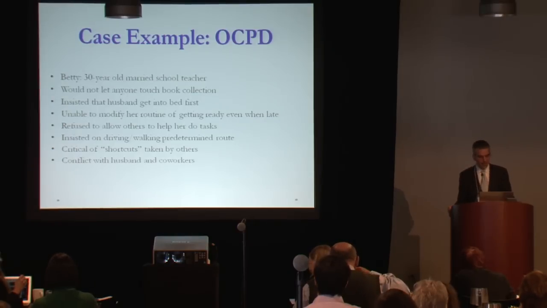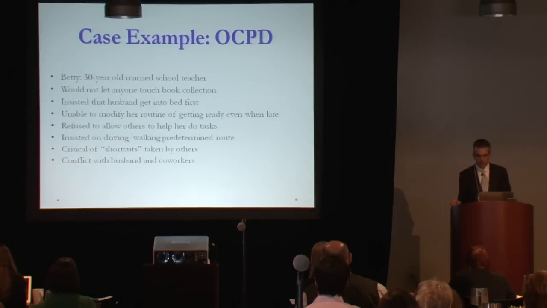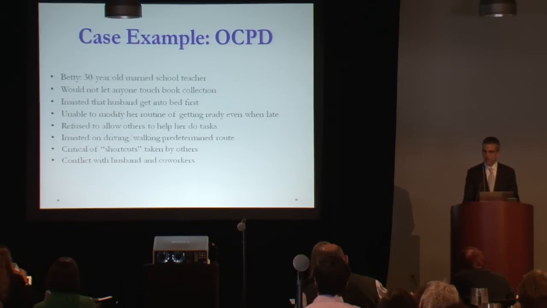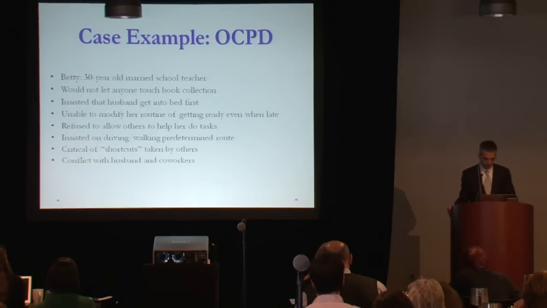She was unable to modify her routine of getting ready even when late. She would refuse to allow others to help her do tasks, so this is that delegation problem I was talking about. She insisted on driving or walking a predetermined route. Even if they were on vacation, she would plan the streets that they would walk on and the specific order in which they would do things. She liked predictability, and that was very important to her. She was critical of shortcuts taken by others, and obviously this led to significant conflict at work and at home.